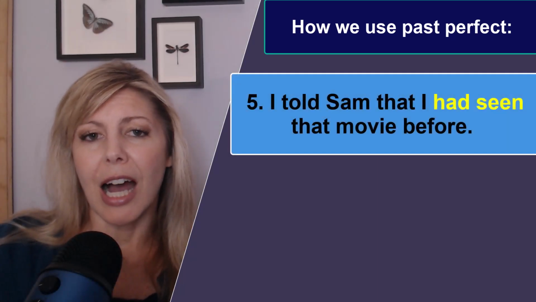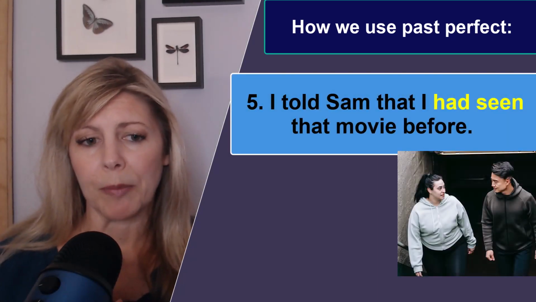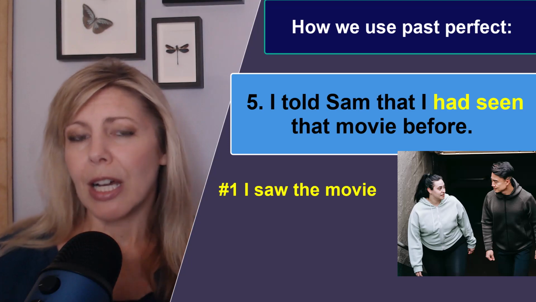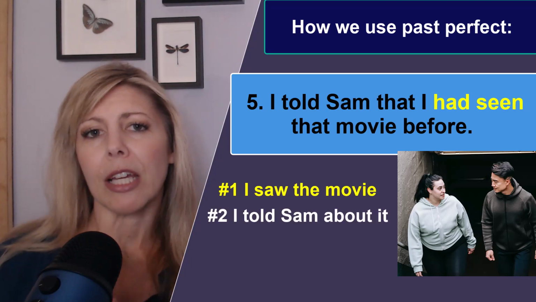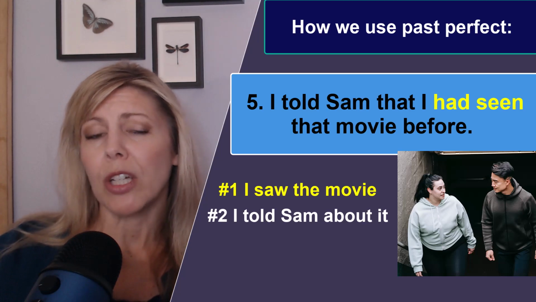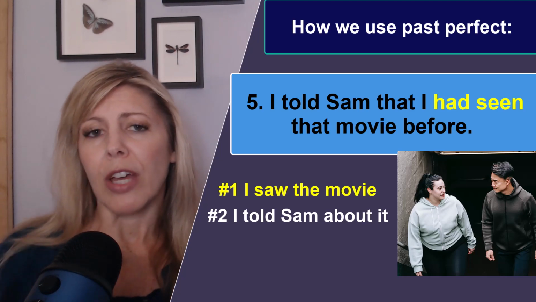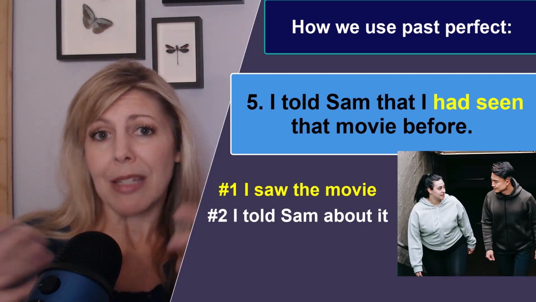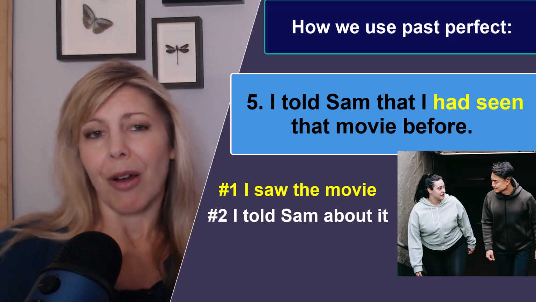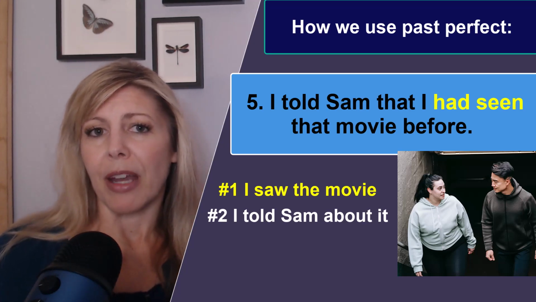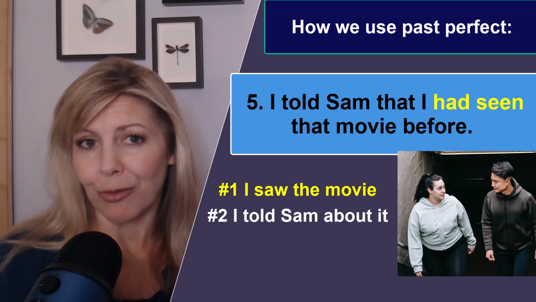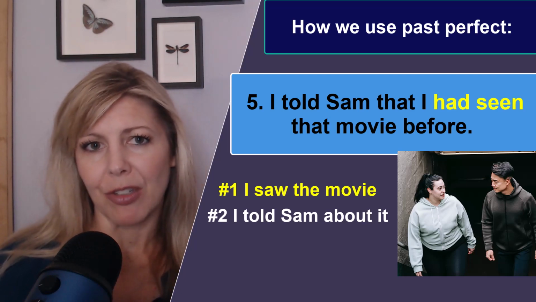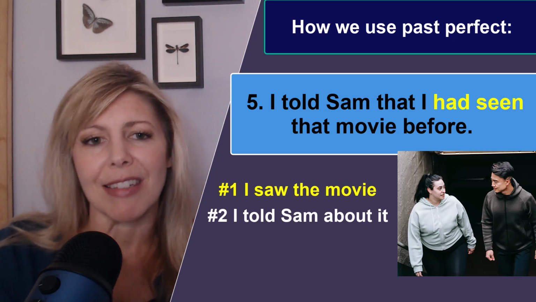Number 5, I told Sam that I had seen that movie before. So 2 events in the past. I saw the movie sometime in the past, and then I told Sam about it. So we have to understand and remember the relationship of events to one another. But because those 2 events are already in the past, me telling Sam and then I saw the movie before, I have to use had. I told Sam that I had seen, irregular verb, had seen that movie before. So I saw the movie before I told Sam about it. That's why we use past perfect in this sentence.